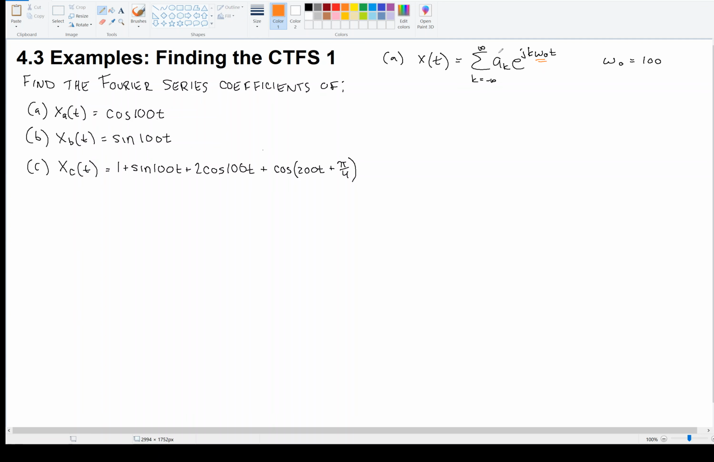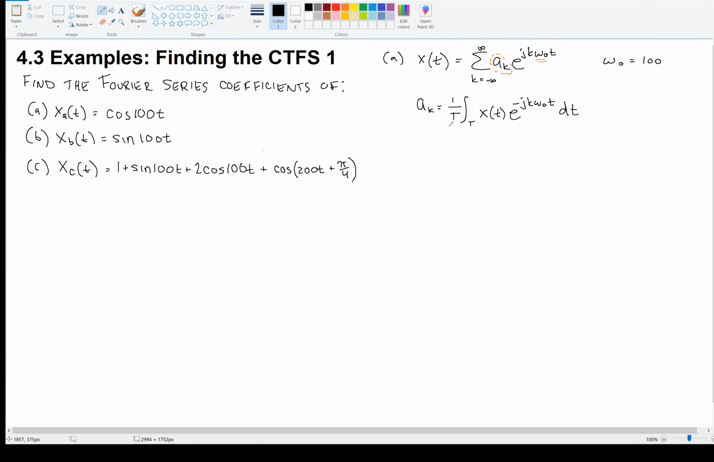Okay, all that's left is to figure out what the AKs are. How much of each ingredient do we need? Well, from the previous video, we saw that the AKs from the analysis equation is 1 over T, integral over T, x of t e to the minus j k omega 0 t dt, right? So that's kind of where we finished in the previous video.